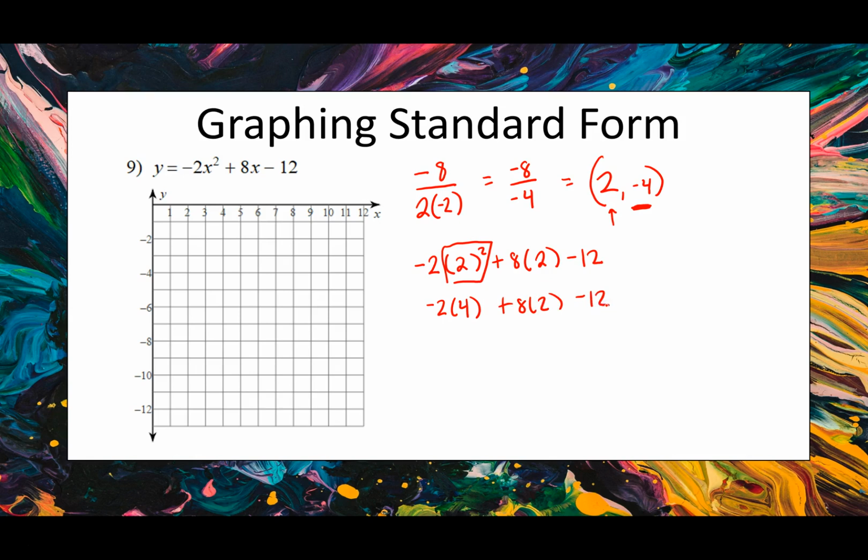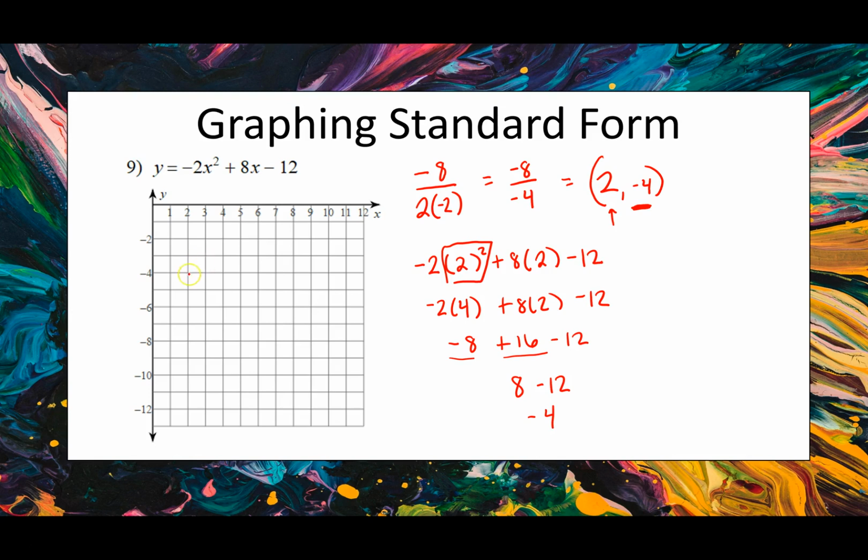Next thing we do is multiplication. So that gives us a negative 8. This gives us a 16 minus 12. Now, of course, negative 8 plus 16 is an 8. Drop down the minus 12, and we do get a negative 4. So that is correct. So let's go ahead and graph our 2, negative 4.